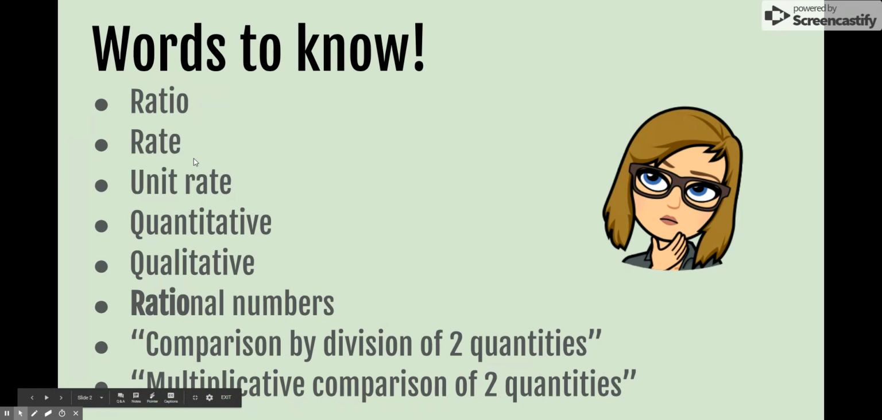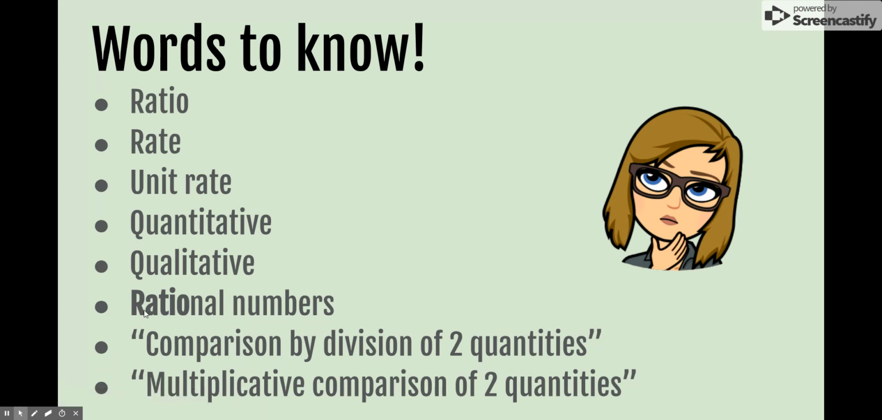There's actually a lot of new vocabulary we need to just make sure we understand as we go through this unit, and so a lot of it will be clarified throughout this video, like ratio, rate, unit rate. We're going to talk about those, but just make sure that as we go through, you're understanding what these are and feeling comfortable about that.